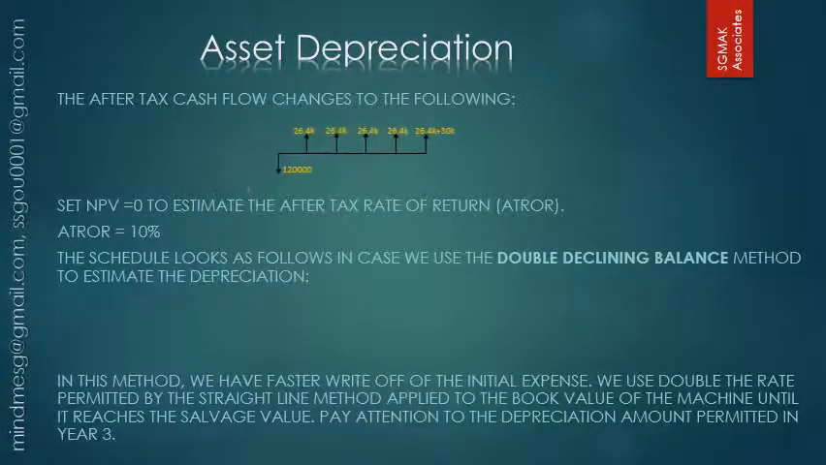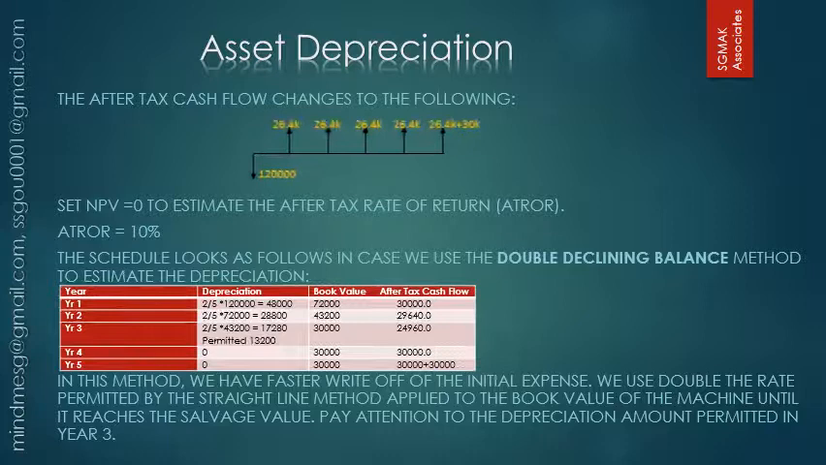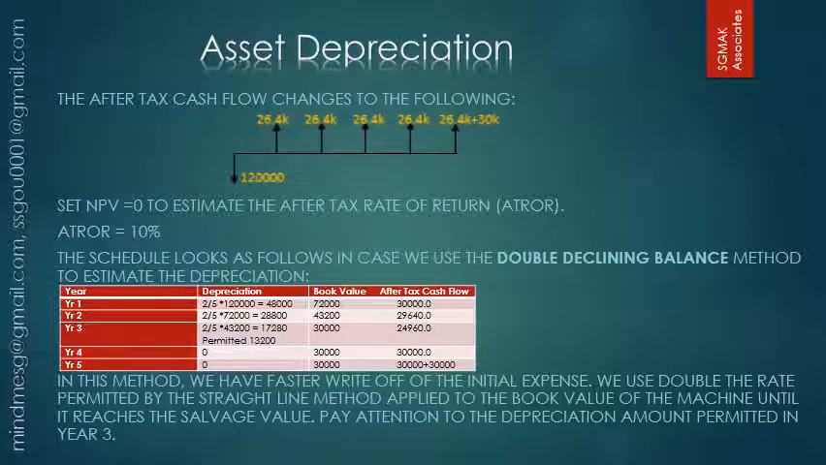Depreciation looks like this. It's 120,000 initial cost, and then your after-tax cash flow. We have shown you the method in the previous example, 26.4K, and in the fifth year you have an additional cash inflow of $30,000 from your salvage value. Compute the after-tax rate of return, and that comes out to be 10%. Okay. Only note the amount of depreciation changes. The amount of depreciation allocated each year changes with the method used. Okay. So this was using the straight line depreciation method, a uniform amount each year.